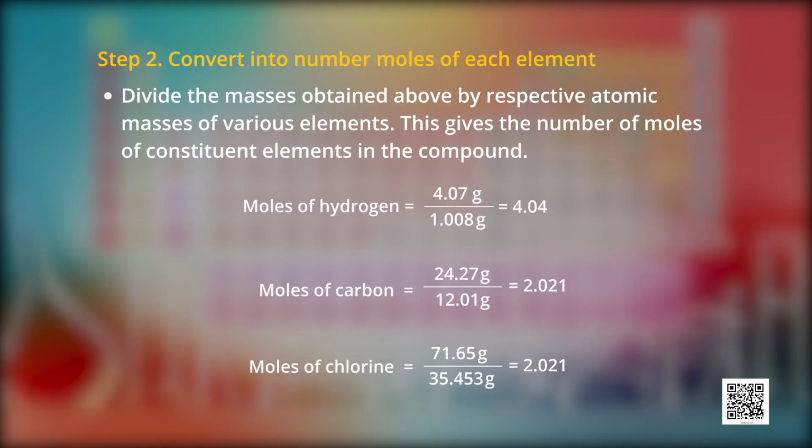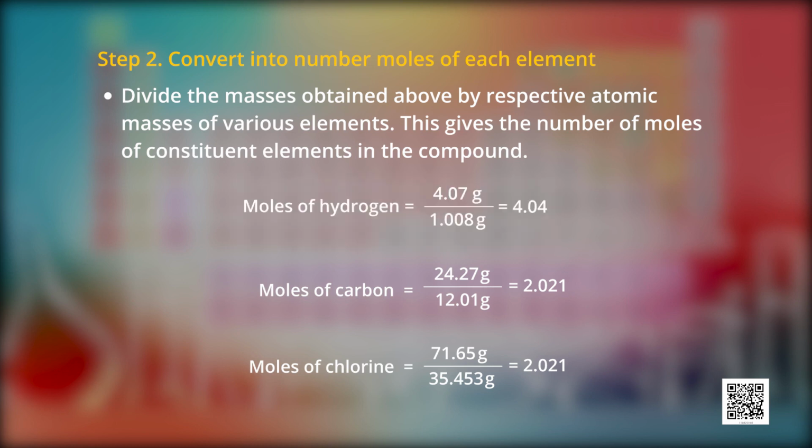In the second step, we will convert it into number of moles of each element. Divide the masses obtained by respective atomic masses of various elements. This gives the number of moles of constituent elements in the compound. Now, we will calculate the number of moles of hydrogen, carbon and chlorine.